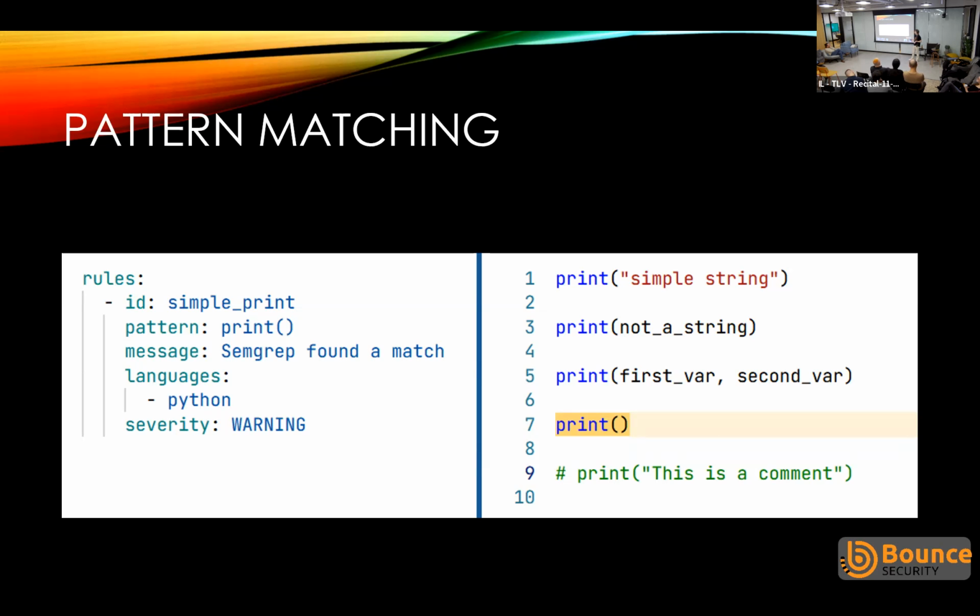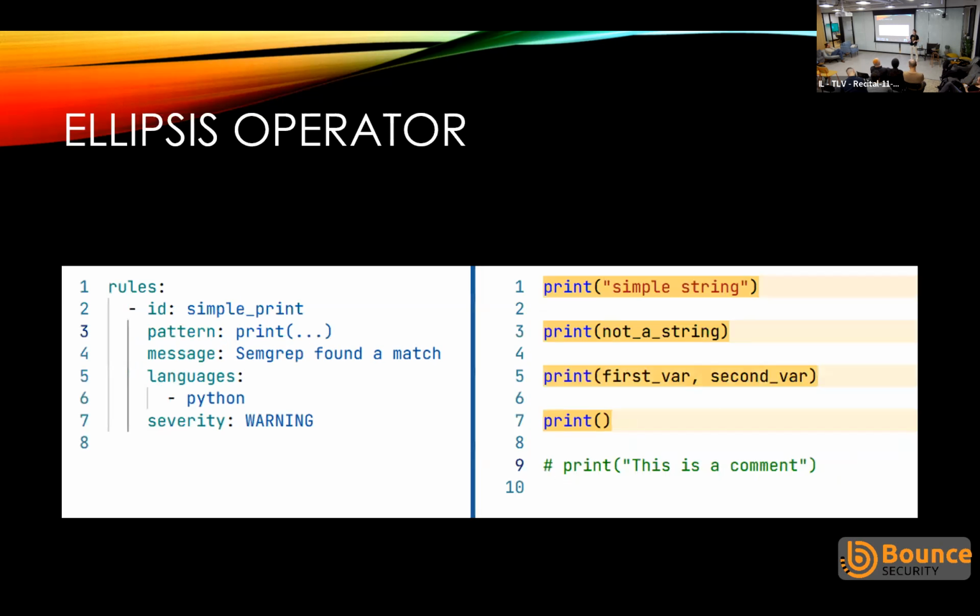So here we have just a basic pattern to find a Python print function. It doesn't match any of the other print functions because it's just an exact match. Then if we want to match any print function, we have the ellipsis operator. Ellipsis is just those 3 dots, and then it matches anything. It can match nothing at all, 2 variables, a string, 1 variable, anything in a print function. It never matches comments in the code. Semgrep just ignores them.